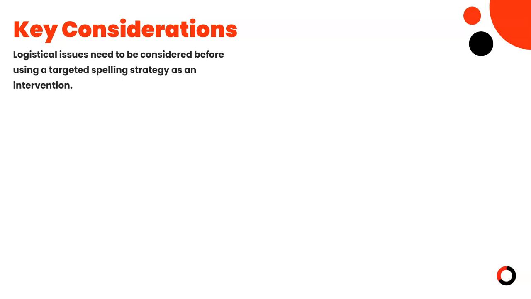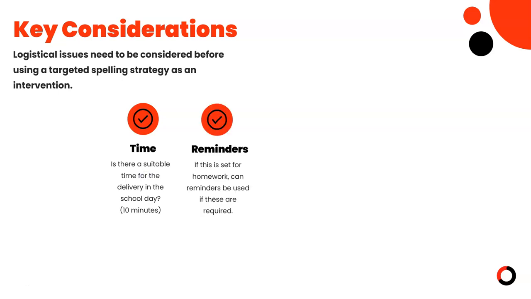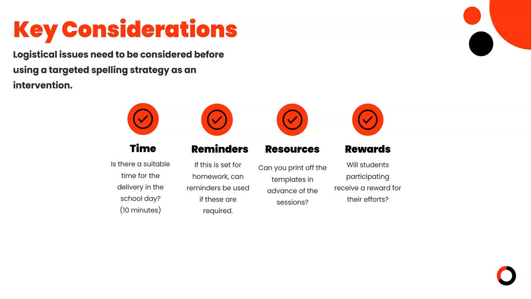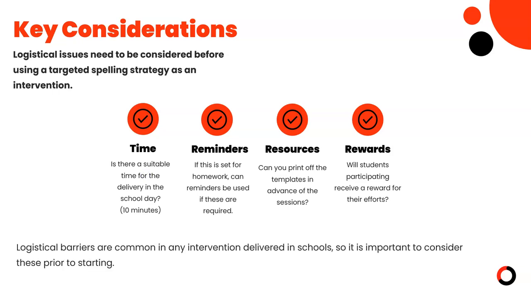Key considerations. Logistical issues need to be considered before using a targeted spelling strategy as an intervention. Is there a suitable time in the school day for the delivery? If it's used for homework, will reminders be set? Resources, if you're using the templates, can you print them off in advance? And will you link this to any rewards in your school? Logistical barriers are common in any intervention delivered in schools, so it's just important to consider these prior to starting.